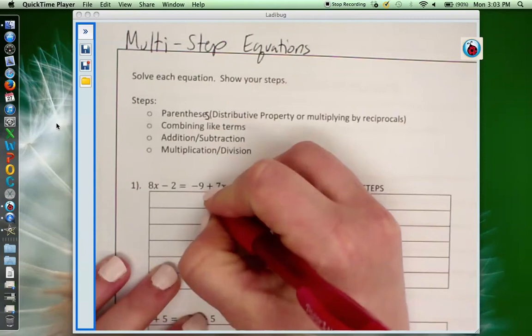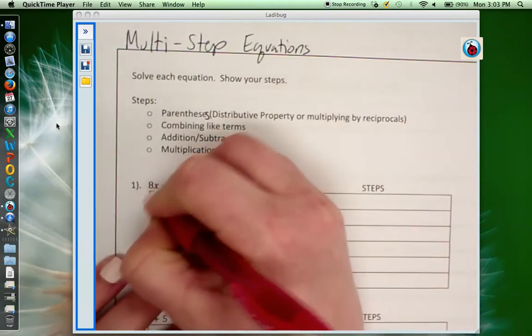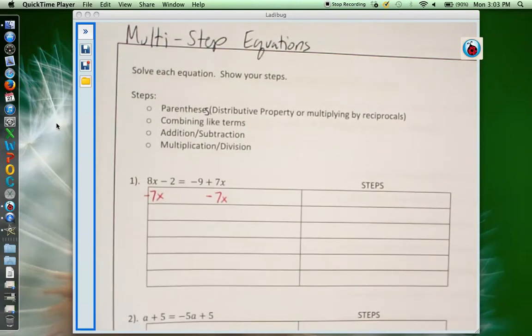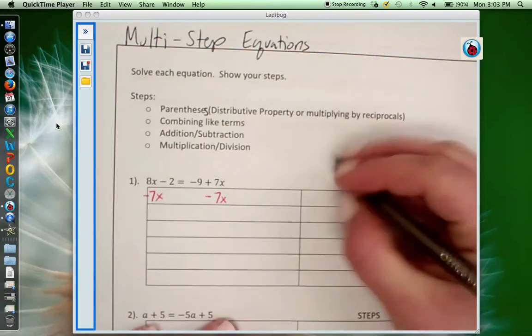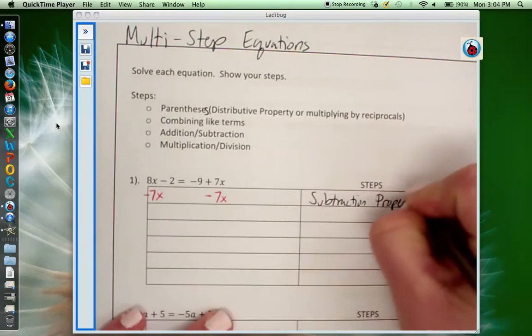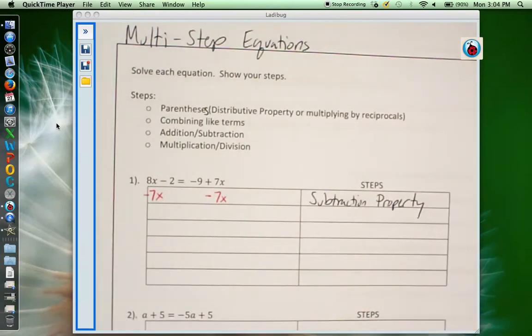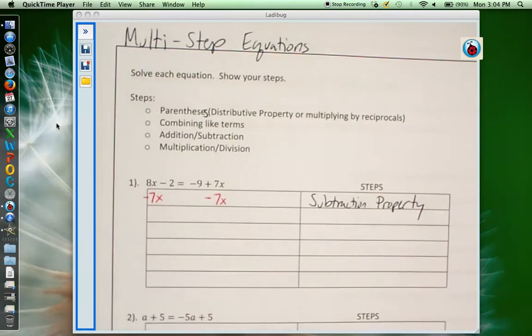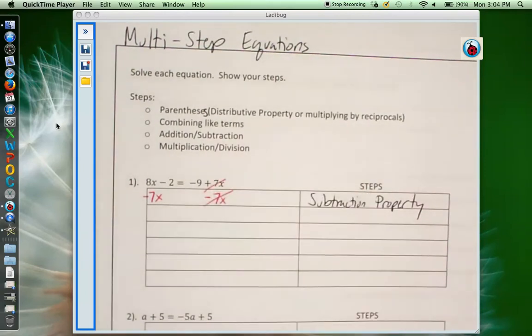So I'm going to show my work right here, minus 7x minus 7x. And on the other side, I want to say what property I'm using. In this case, I am using the subtraction property. Specifically, the subtraction property of equality, which means that if I have positive 7x here and I subtract 7x, they cancel out and make 0. But I don't need to write all that, just subtraction property is fine.